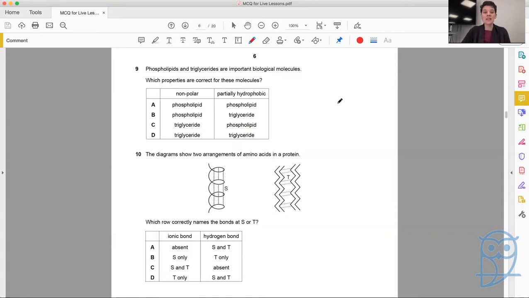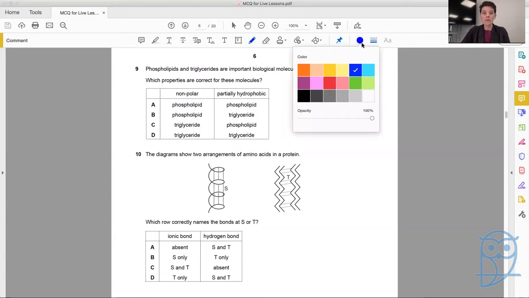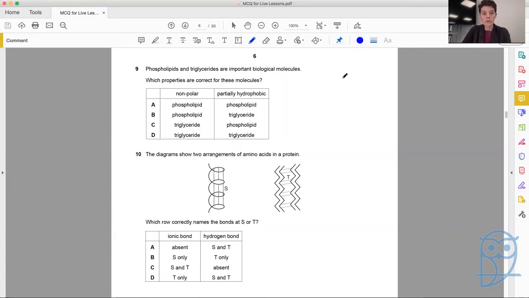So question 9 tells us that phospholipids and triglycerides are important biological molecules. Which properties are correct for these molecules? Okay, so phospholipids and triglycerides. We're talking about two different kinds of lipids. And we're asking now about polarity, who is nonpolar, and we're also asking about hydrophobic, who is partially hydrophobic.